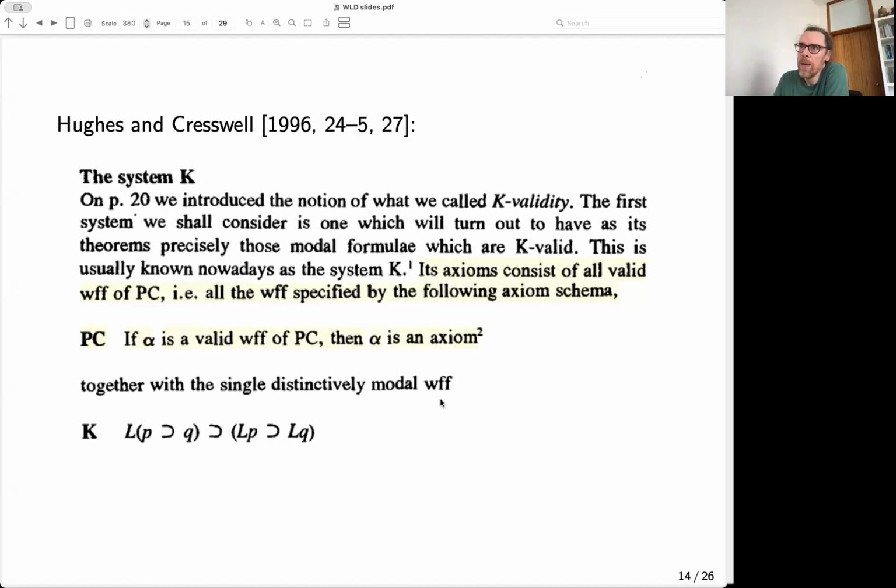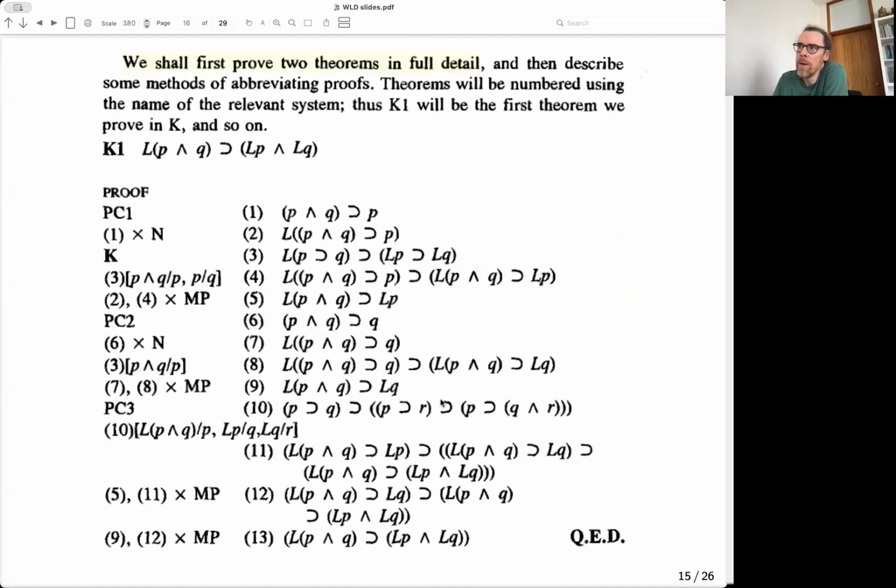And then they present proofs like this one. I don't know if you can see this pointer when I move it, but there are these lines, PC1, PC2, PC3, that are instances of that axiom schema. So the idea is that this PC1 is a tautology of propositional logic. Now if you think about checking this proof, how would you check that that was a legitimate formal proof?